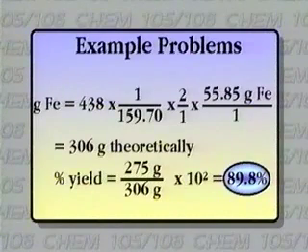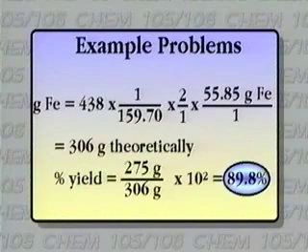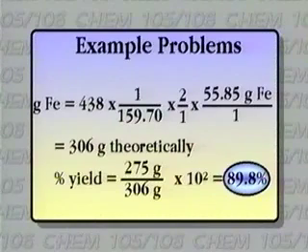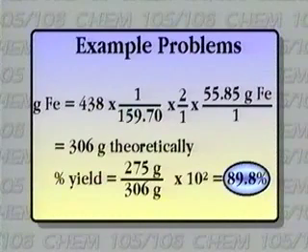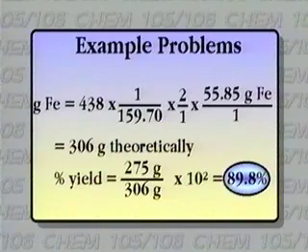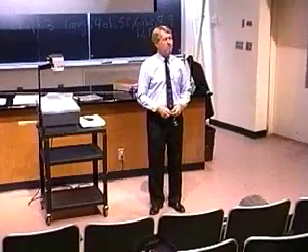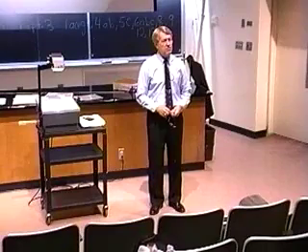So percent yield is equal to 275 grams divided by 306 grams times 10 to the second. Of course, our grams cancel. Percent is a unitless number. And we have a percent yield of 89.8% yield.